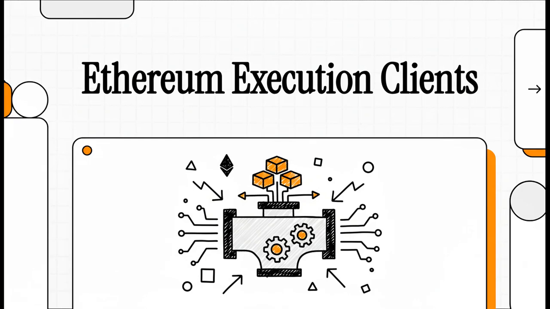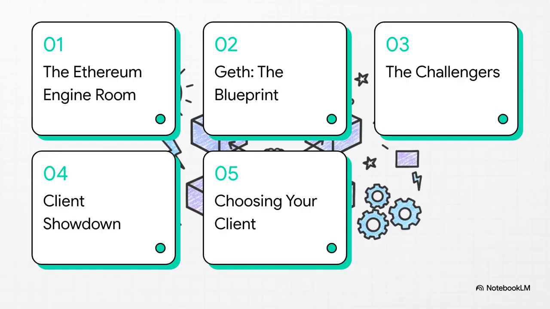Today, we're going to pop the hood on the Ethereum protocol and really get into its engine room, the execution layer clients. Okay, so here's our plan of attack. First, we'll cover what the heck an execution layer client even is, the engine room, right? Then, we'll check out Geth, kind of the original blueprint. After that, we'll meet the challengers who came along and really shook things up. Then, we'll throw them all into the ring for a client showdown with some hard data, and we'll wrap up with how you can choose the right one for your own projects.